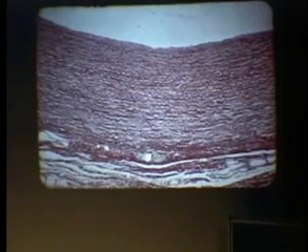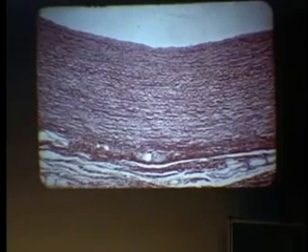So we'll get the principle of what's going on by looking at the gross structure and then the microscopic structure to understand the dynamics at this level. In the next slide.